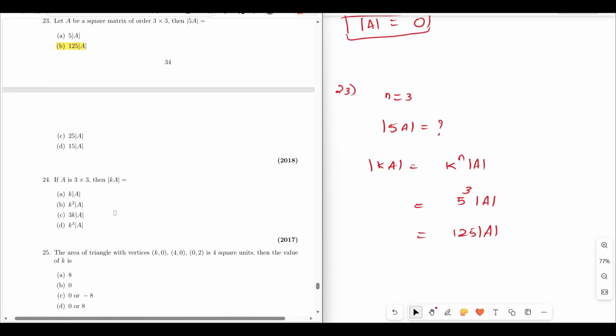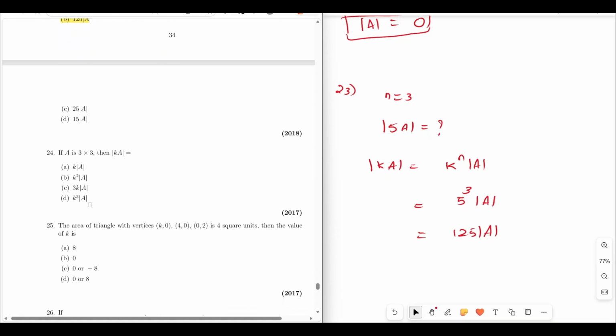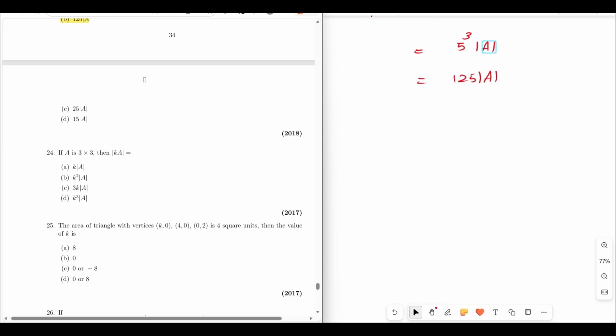Then the 24th, you can tell me the answer for the 24th question from the year 2017. If A is a 3 cross 3 matrix, then determinant of kA is equal to what? See, the order is 3. The 24th question is similar to the previous problem, but there they had given the k value as 5. Here they are directly asking you the formula: determinant of kA is equal to k power n into determinant of A. Since the n value is 3, it will be k power 3 into determinant of A. So which is the right option? Option D is the correct answer.